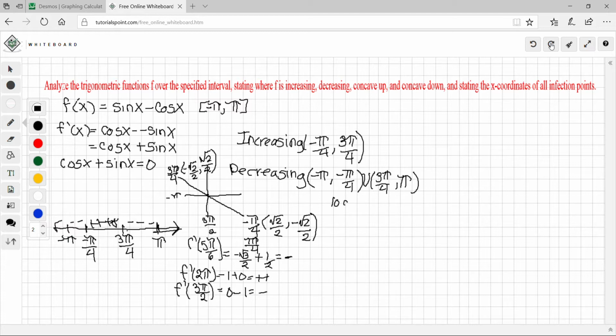And we have a local min. Remember, when you have a min, you have a negative sign and then a positive sign. So our local min is at x equals negative pi fourths. And our local max is at x equals 3 pi fourths, because we have a positive and then a negative sign.